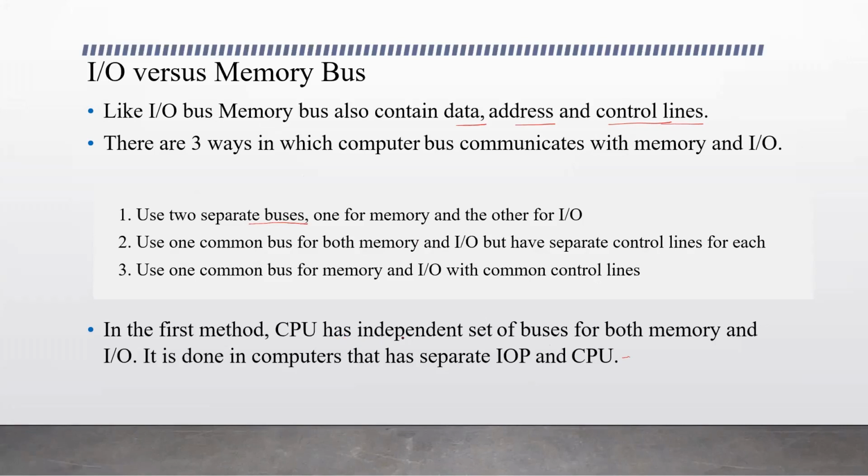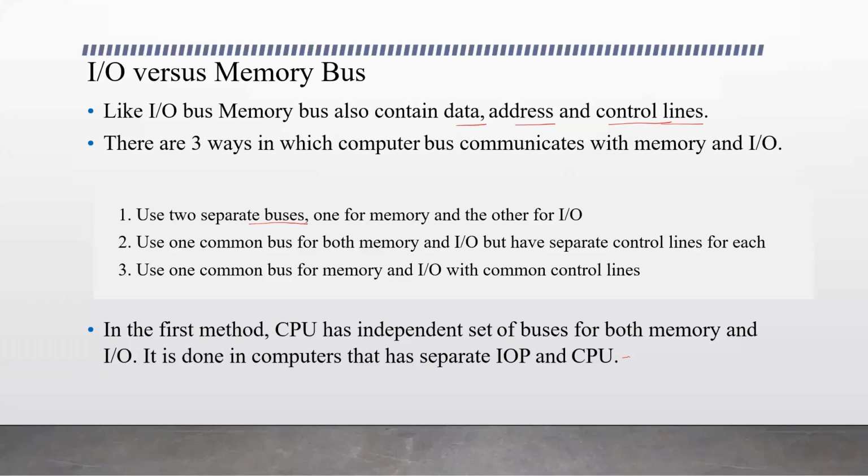In the first method, the CPU has an independent set of buses for both memory and I/O. Two separate lines are used. So it is done in computers that have a separate input-output processor and CPU. When the computer has a separate input-output processor and CPU, having two separate lines for connecting the processor to memory and to the I/O device can be done.